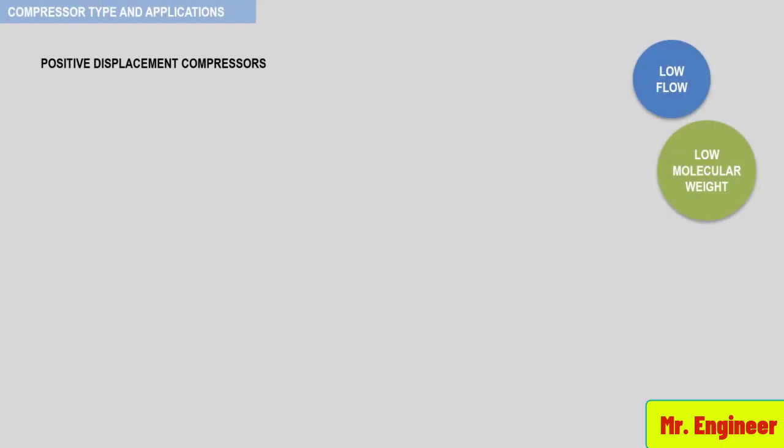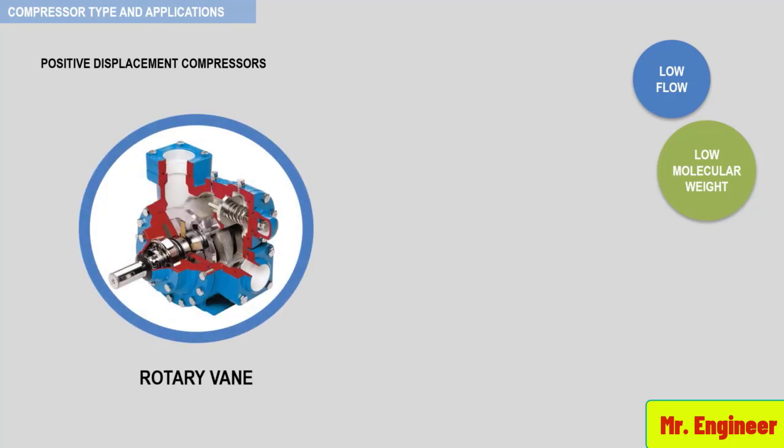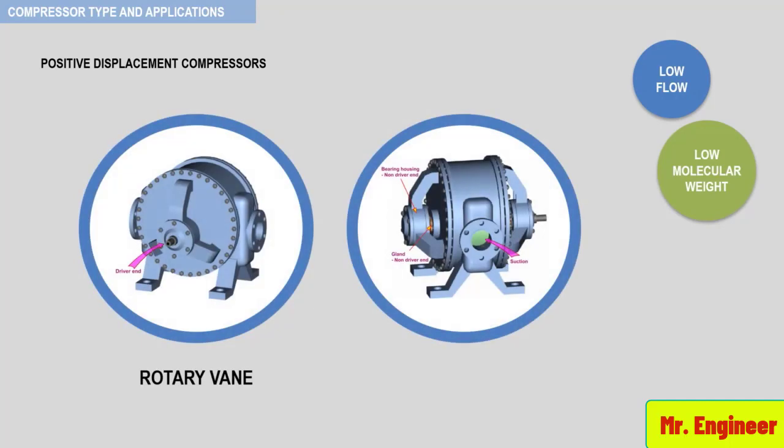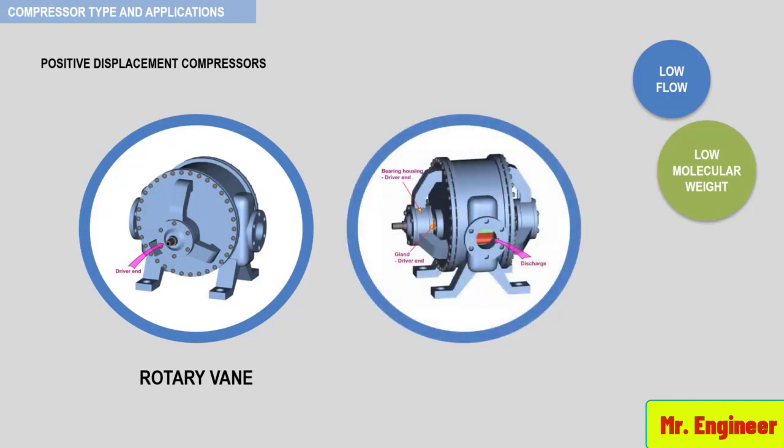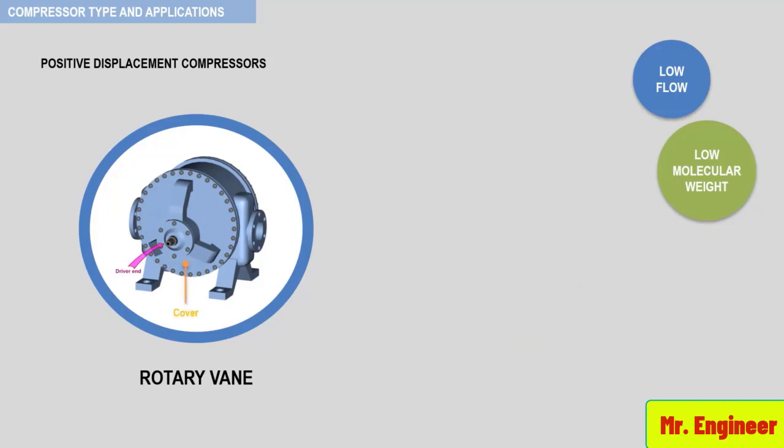Let's now shift our attention to rotary vane compressors. Here you can see a cut view of a typical rotary vane compressor. And here you can see a 3D front view of the same compressor showing the suction side, and here the discharge side. Let's now remove one of the covers.